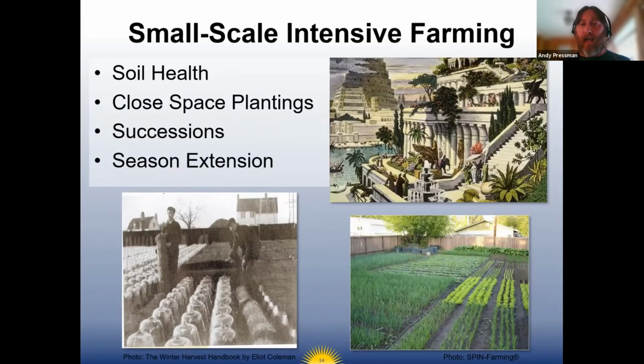All right. Any questions regarding land access or contamination? We're going to talk a little bit more here about soils.